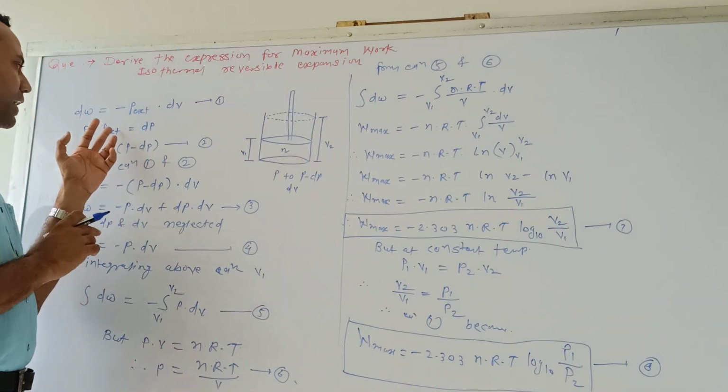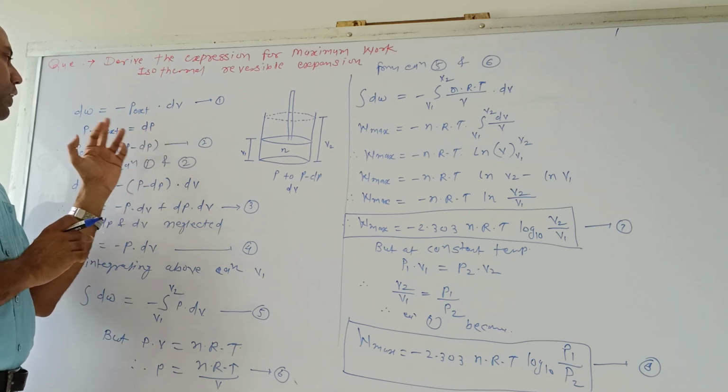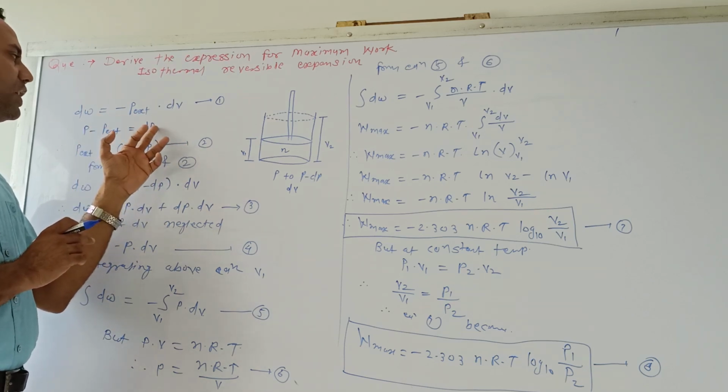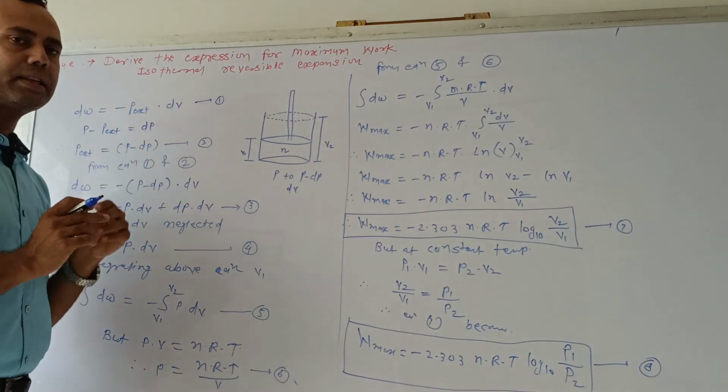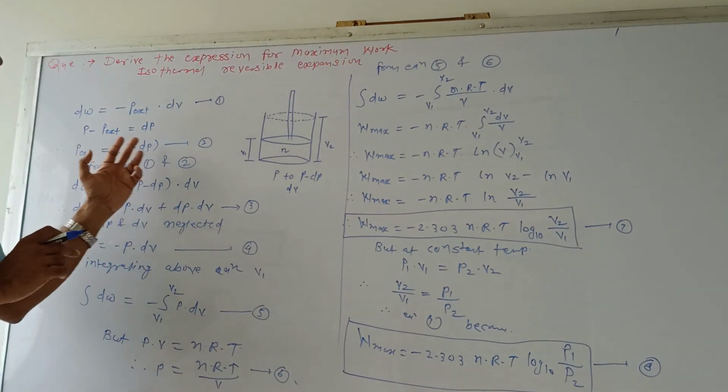क्लियर. सो इसको इंटरचेंज किया, माइनस P external इधर आ गया तो क्या हो गया पॉजिटिव P external, dP इधर आ गया तो क्या हो गया नेगेटिव. सो P external is equal to P minus dP. Clear? So this is equation number 2.